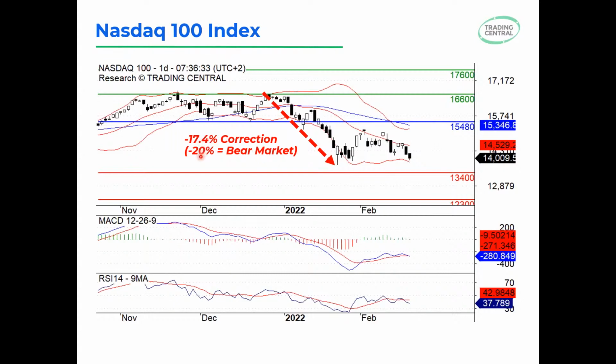Wow. If you see a minus 20% correction, that is not a correction. That will be the start of a bear market. Now we have made 17%. Let's see what will happen there. You can see the MACD technical indicator and also the relative strength index, RSI, both turning to the downside. We have downward momentum at the moment.